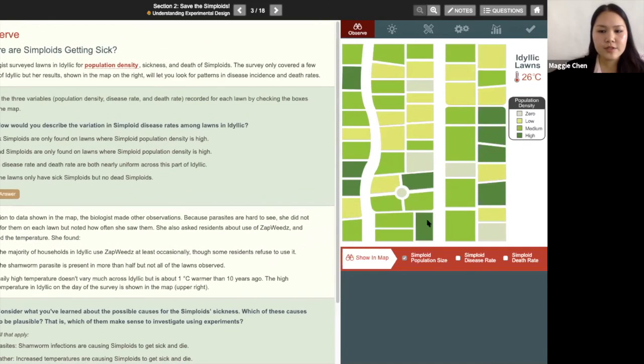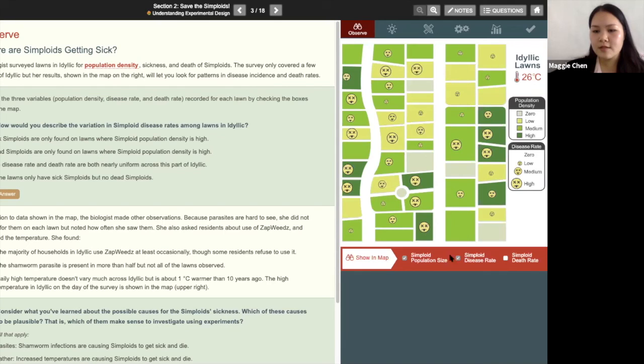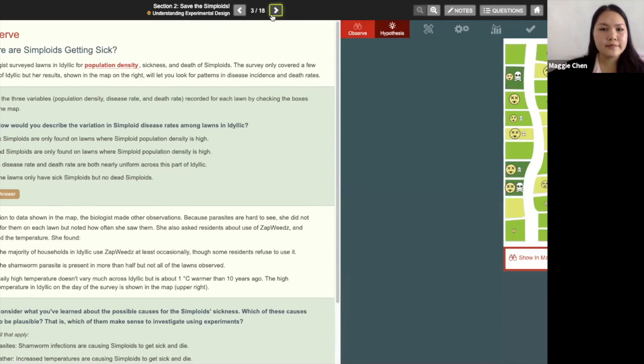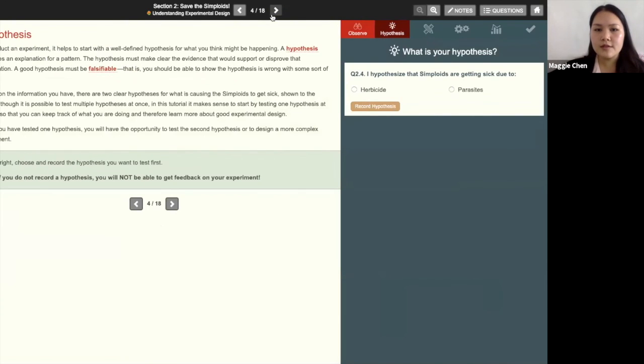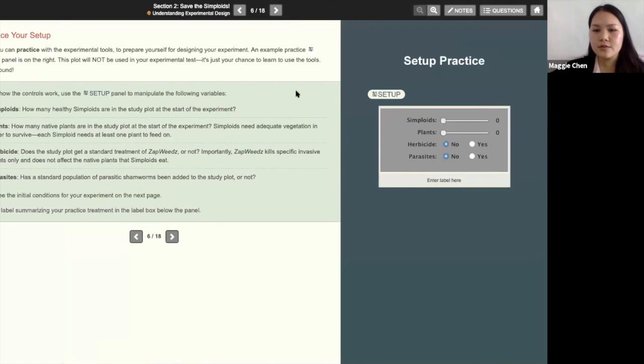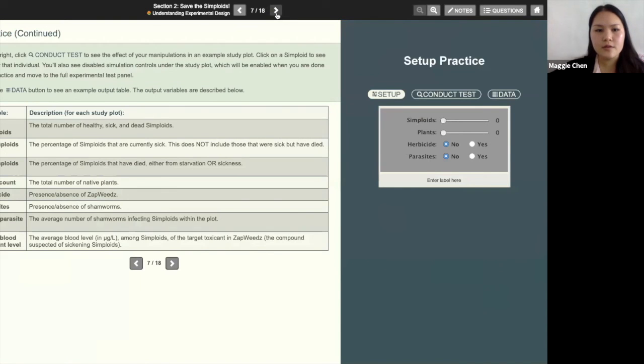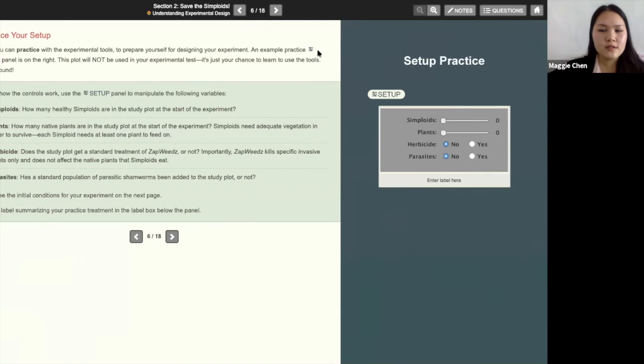More graphs, more questions. Based on the different colors on this graph, the population sizes differ. So the darker the graph color, the more symploids live in this plot. The symploid disease rate can be adjusted if you click on this next box, and disease rate, death rate, all of that. And so you can set your hypothesis, and let me just show you how you can set up your experiment. So these 2 slides are practice setups for slide 6 and 7.